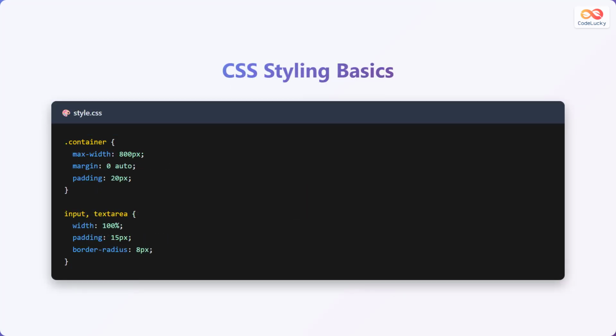Here are some basic CSS styles we'll use in the style.css file. The container class will have a maximum width of 800 pixels. It will be centered using margin 0 auto, and it will have a padding of 20 pixels. The input and text area elements will both have a width of 100% to fill their container, padding of 15 pixels for some spacing, and a border radius of 8 pixels to round the corners.